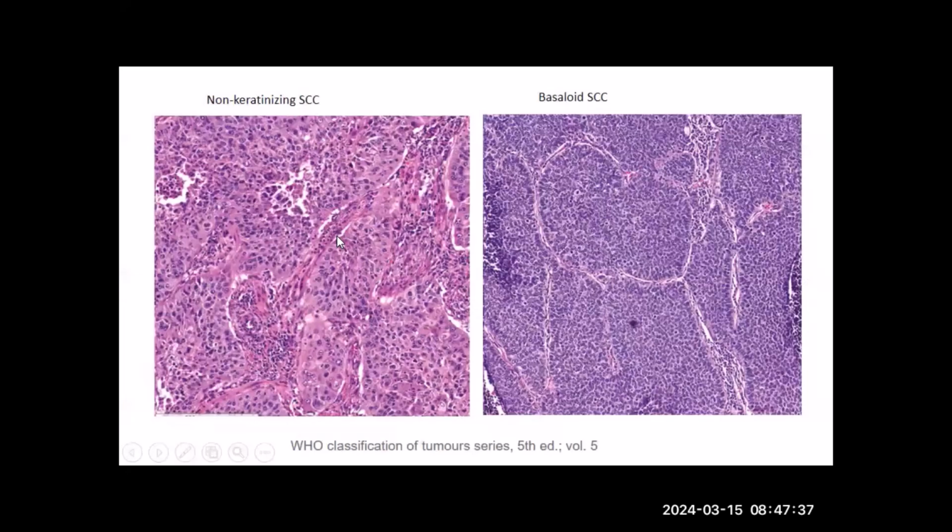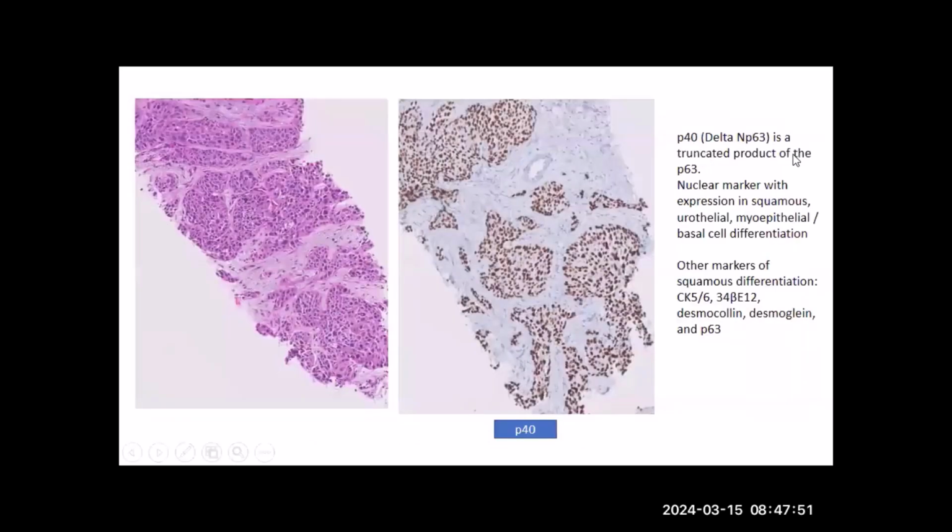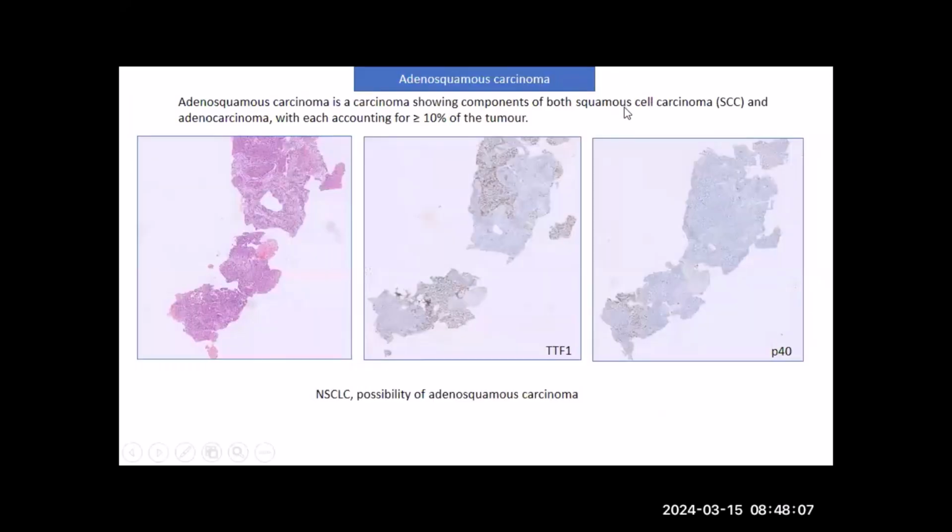So squamous carcinomas can also be non-keratinizing, and there is a basaloid type, which is composed of small compact cells. So to diagnose these, IHC is important. So we generally use P40, which is a nuclear marker, and other markers are P63, CK5/6, and desmocollin, but these are less specific. P40 is more dependable.